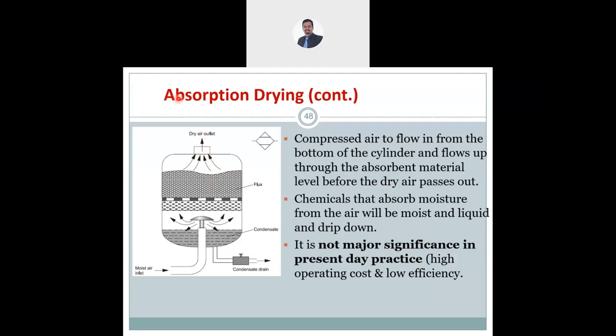So that is absorption. Okay, so adsorption, ada chemical and water vapor just stick to the surface, dia takkan cair. Absorption, you ada chemical, and when kena water vapor, chemical tu akan cair, then akan turun based on the gravity. Dia akan collect dekat sini dan kita boleh keluarkan. So that's the two types of drying method.